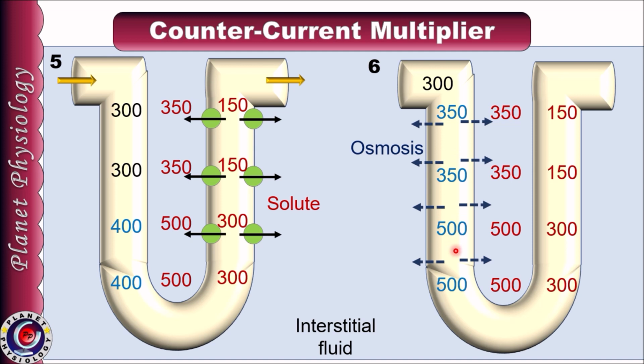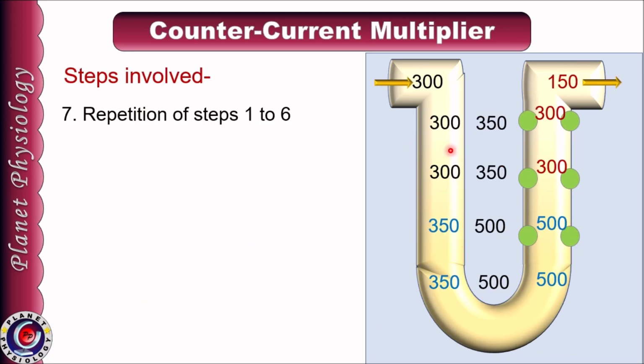Now, again new filtrate enters the descending limb from the proximal convoluted tubule and pushes this hyperosmolar filtrate into the ascending limb. And the solutes are actively reabsorbed from the ascending limb to further increase the medullary osmolarity. Thus, all these steps are repeated again and again to cause formation of hyperosmolar medullary interstitium.